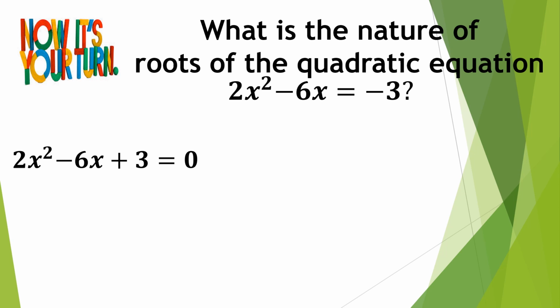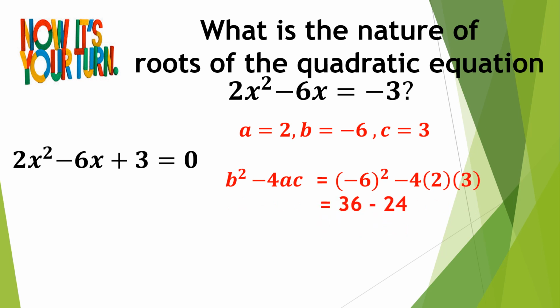Since we're looking for the nature of roots, once again we have to apply the discriminant formula. Using a equals 2, b equals -6, and c equals 3, you have negative 6 squared minus 4 times 2 times 3. So the value of the discriminant is 12. What is 12 here? 12 is positive, but 12 is not a perfect square number.